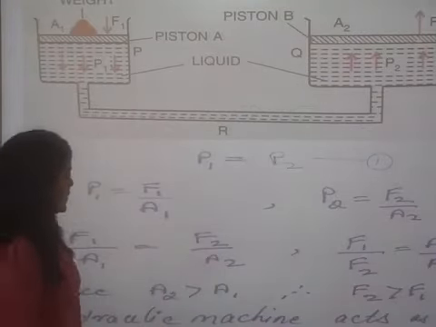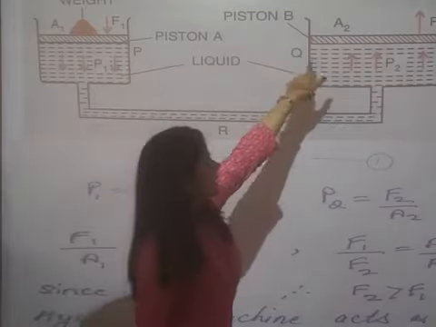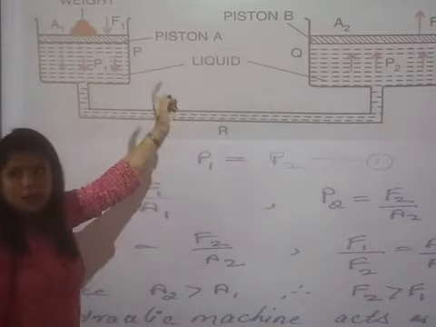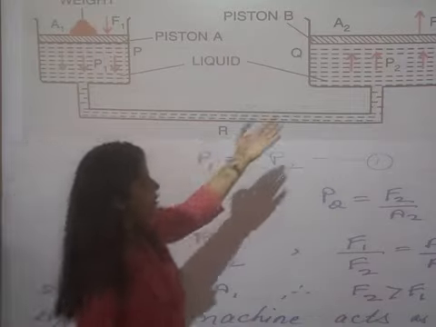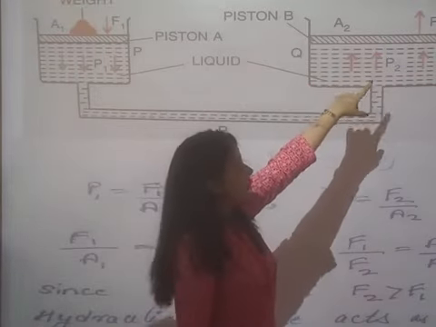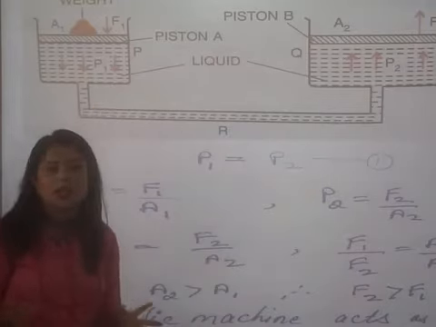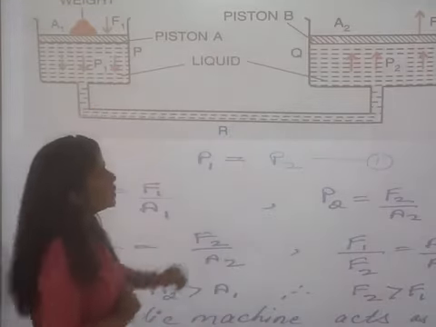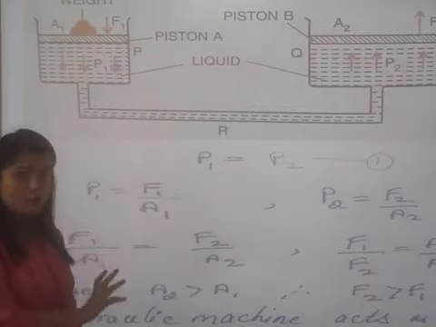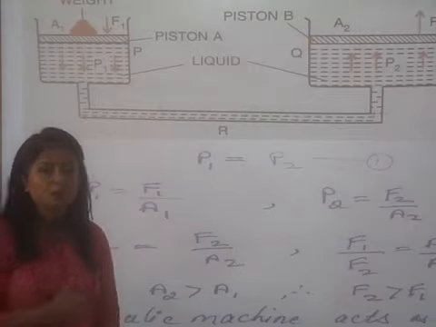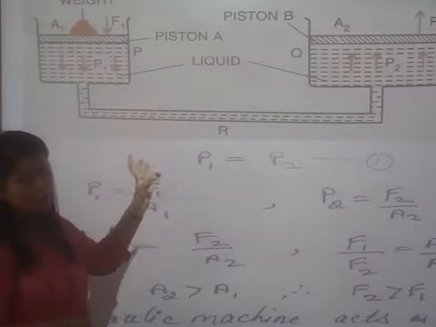Now, since area A2 is greater than area A1, from this diagram, the force generated by that area, F2, will be larger than F1. Remember that, larger the area, larger will be the force. So, larger area A2 gives a larger force, that is F2. So, from here what we can understand and what we can prove is the principle of hydraulic machine.